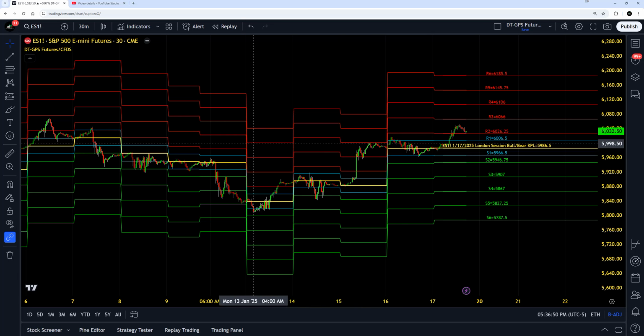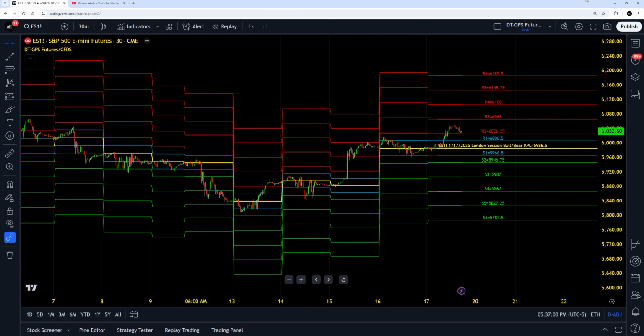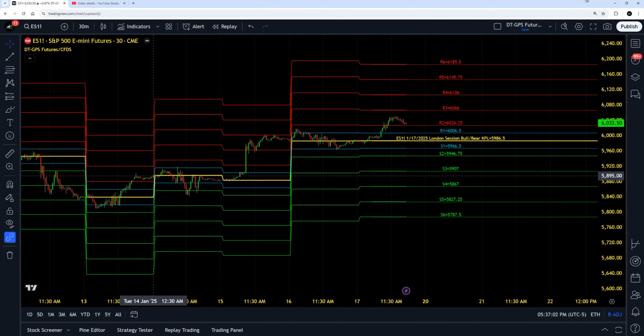So each one of these, where you see the lines either go down or back up, is the start of a session. So the London session comes out at, the levels are displayed on your chart at 1. So each one of these starts at 1 a.m.